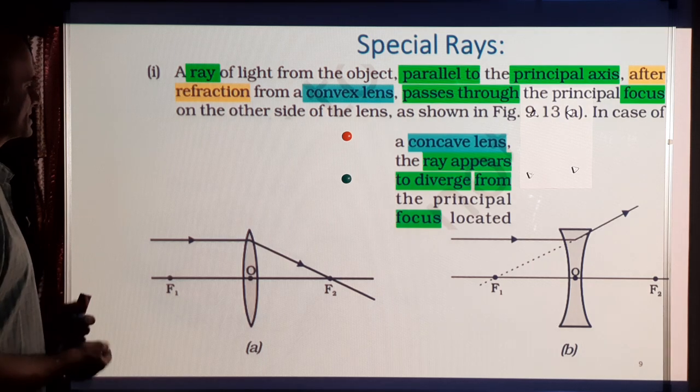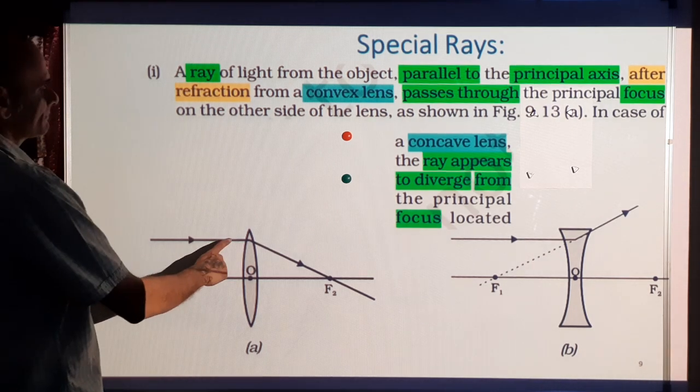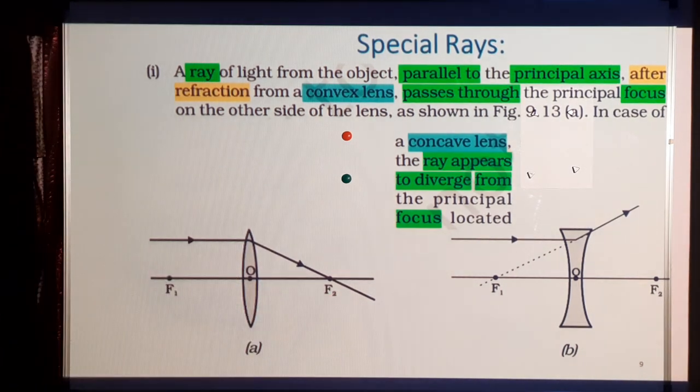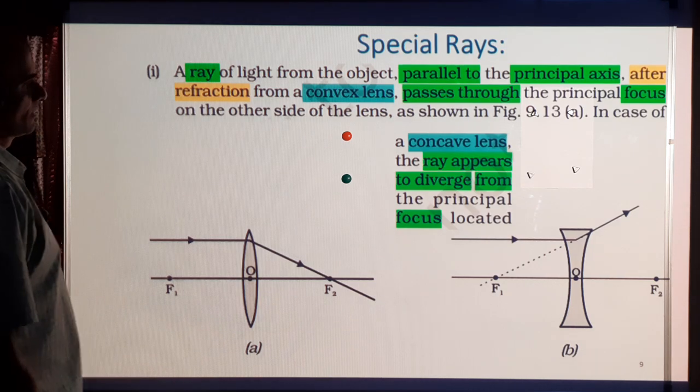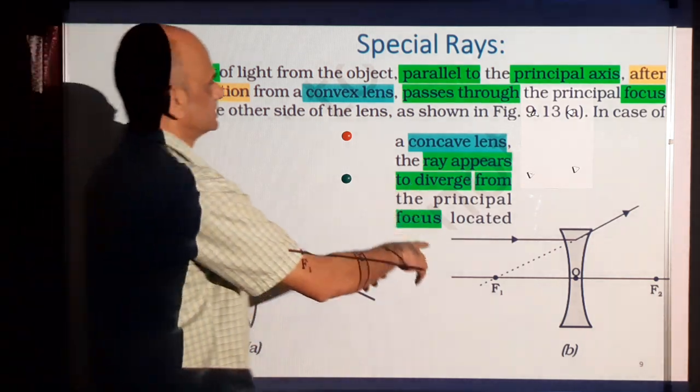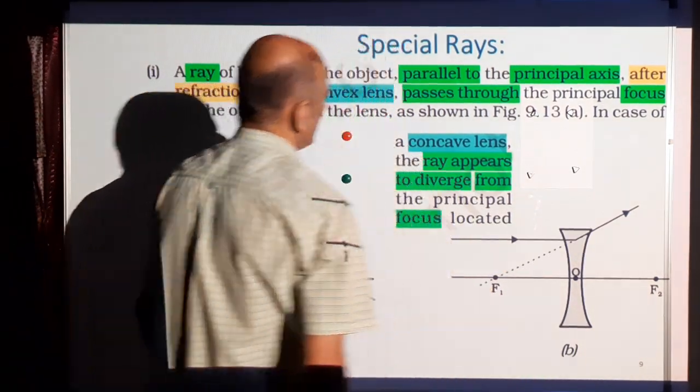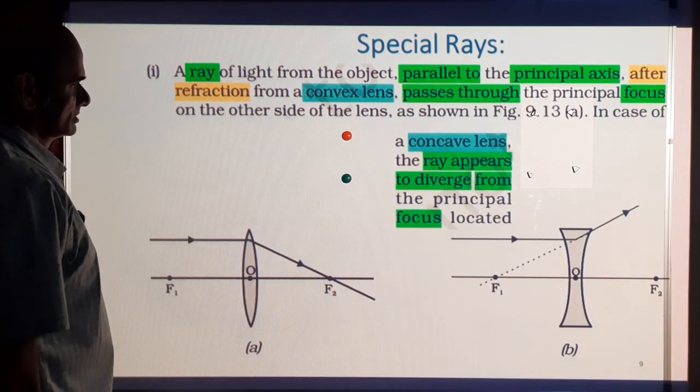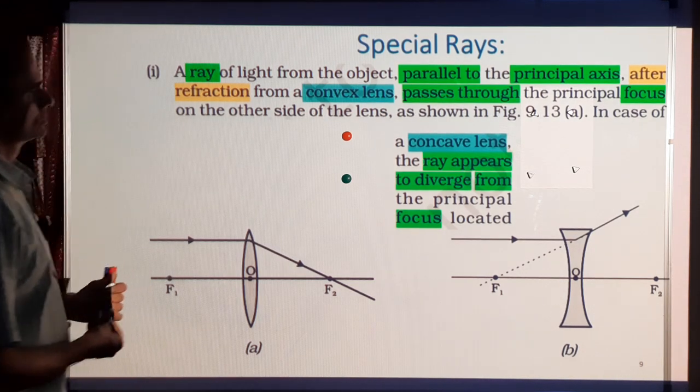So the first special ray is a ray parallel to the principal axis; after refraction it will pass through the focus for a convex lens. For a concave lens, it will diverge, but it will appear to start from a point on the principal axis, which is the focus. So this is the first special ray.